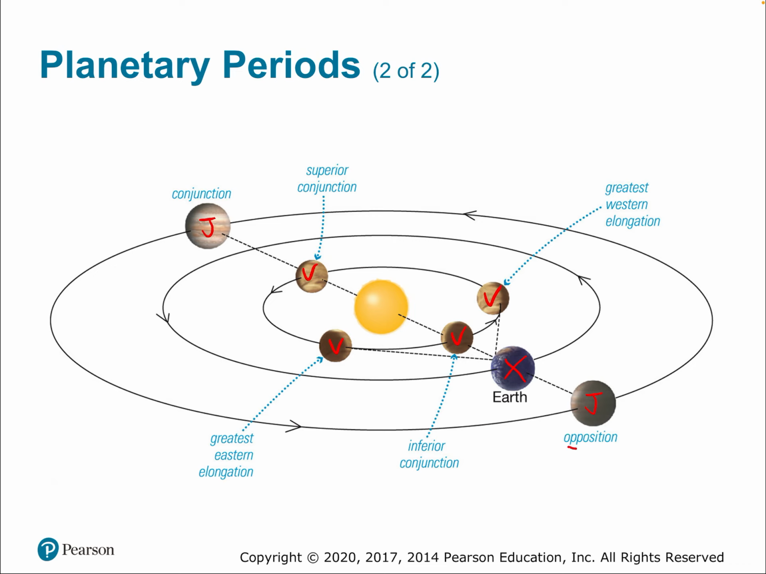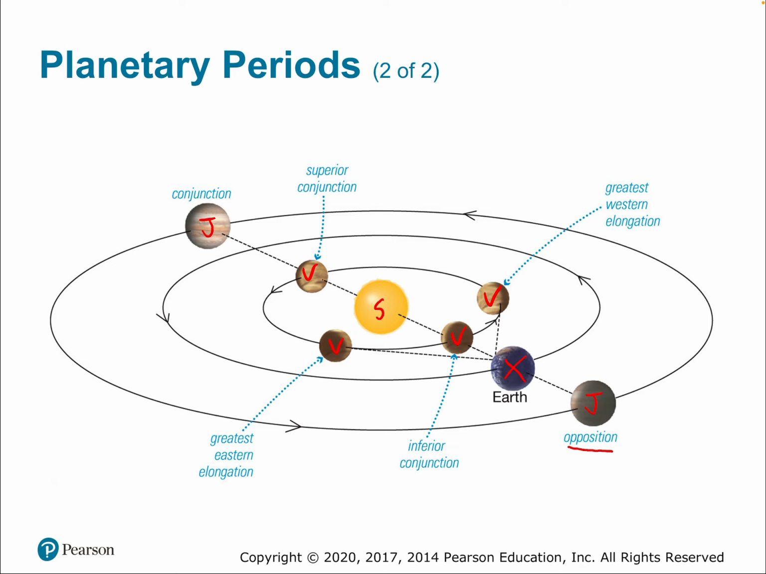we can see we have some interesting terms. We have opposition. Opposition happens for any planet when it's on the other side of us from the sun, right? So it's directly away from the sun. There's a line between the sun, Earth, and that other planet. So only planets with orbits that are larger than Earth's, so Mars, Jupiter, Saturn, Uranus, and Neptune, can have periods of opposition or moments of opposition.